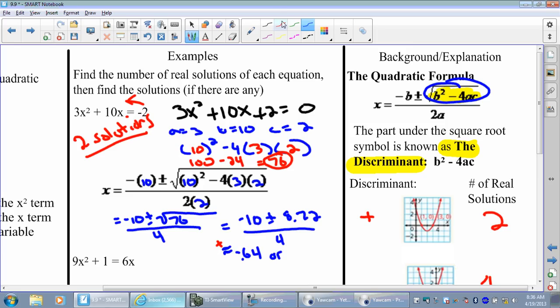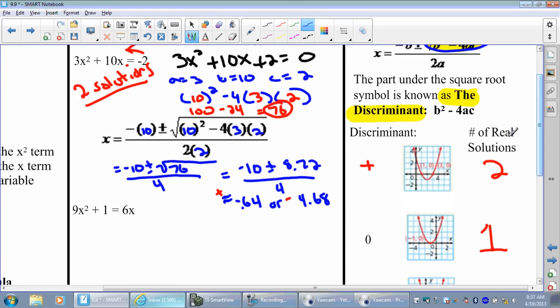Or, now when I'm using the minus symbol here, let's see what I get. So now I'm going to do negative 10 minus approximately 8.72, and then I'm going to divide that answer by 4. And the answer I get there is approximately 4.68. Right, so again, I knew I should find two solutions. I did find two solutions. Now, let's flip over to the next page.